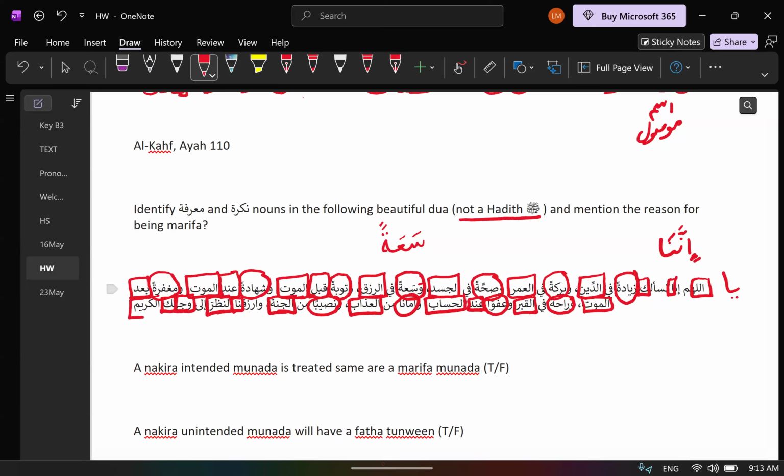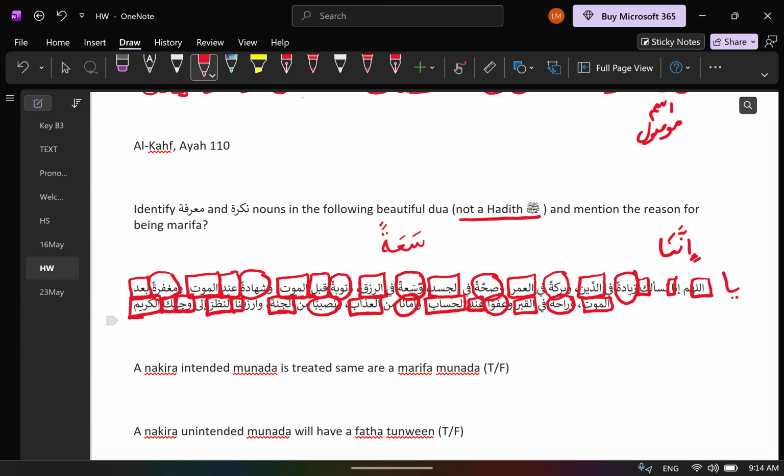So Al kareem is marifa. Will ila also become marifa here? No, ila is a harf jar. If it was ilayya, then the ya would have been, or ilayhi, the ha or hi part, that is a damir. But ila has no damir with it. So mashallah, sister Asma Azim, thank you, you did good, mashallah.